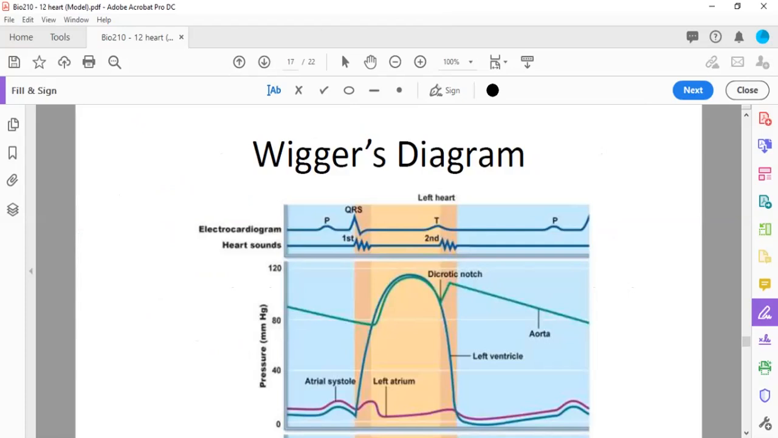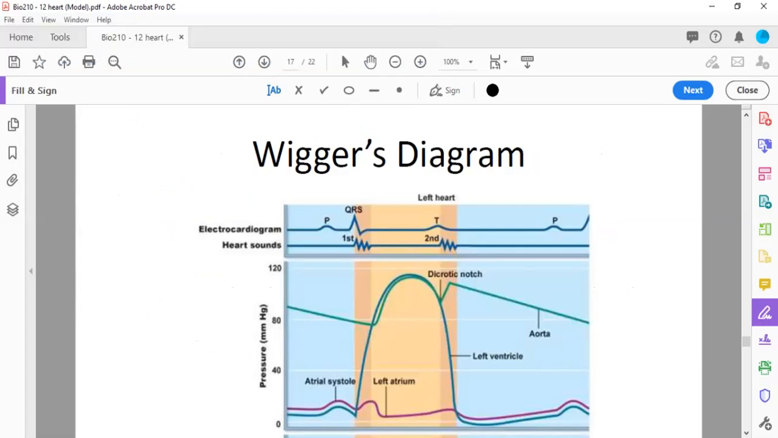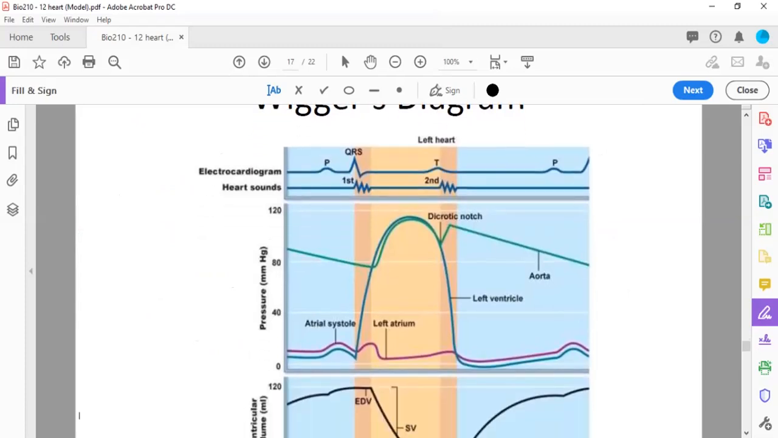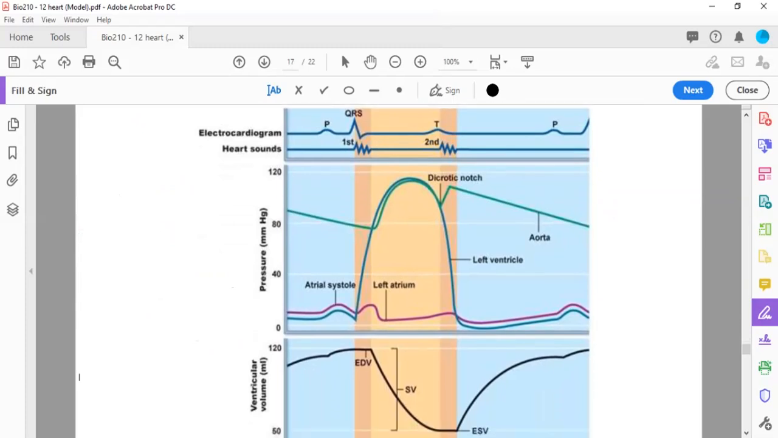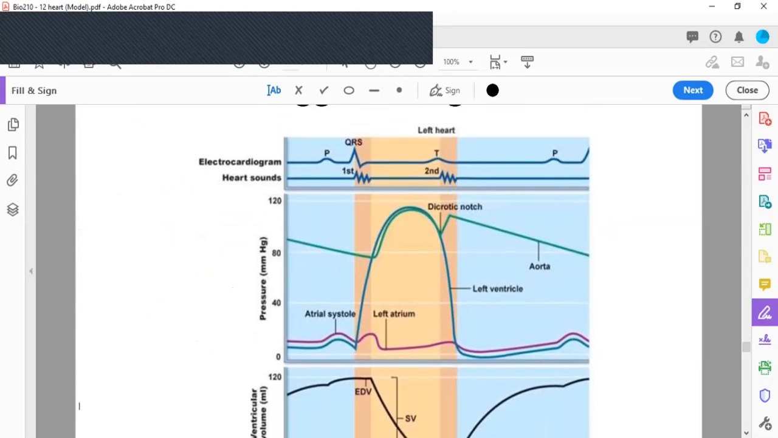So, the Wiggers diagram. Let's do the Wiggers diagram. What it does is it examines the EKG, the heart sounds, the pressure waves, and the volume within the ventricles. Let's begin with the first part of the diagram. So the diagram examines the EKG, the heart sounds, the pressure wave, and the volumes within the ventricle. So let's go with the first one.